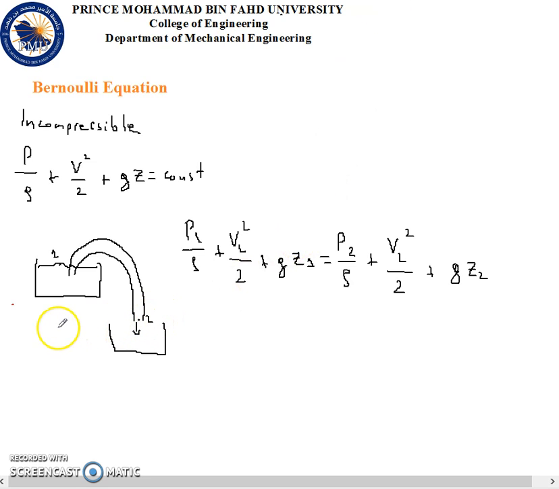Let's see which terms we can ignore. First of all, the height at point 2, we can assume it's 0, so this term can be eliminated. Now, point 1 and point 2 are exposed to the atmosphere, and they both have the same pressure, so P1 and P2 can go away. Z1 obviously cannot be ignored. It's the height of point 1. What can be ignored is, because this container is very big and the flow here just about moves, we can assume that V1 is almost 0. So this term can be ignored. So now we're left with Z1 equals V2 squared divided by 2g.